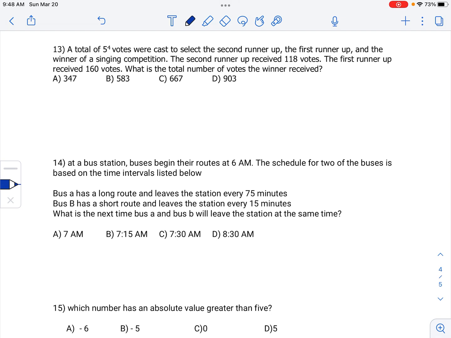All right, number 13. So this is not a rational number question, it's an expressions question. We're going to go through it anyways, it was in the packet. A total of 5 to the 4th power votes were cast to select the second runner-up, the first runner-up, and the winner of a singing competition. The second runner-up received 118 votes. The first runner-up received 160 votes. What's the total number of votes the winner received?